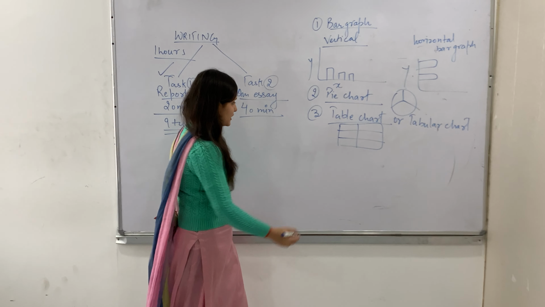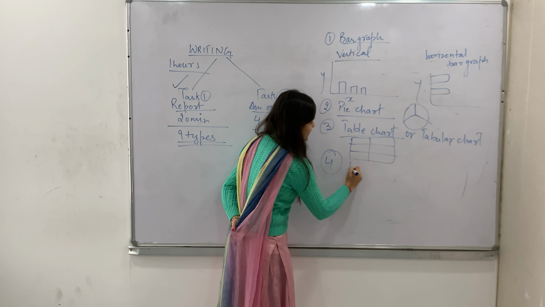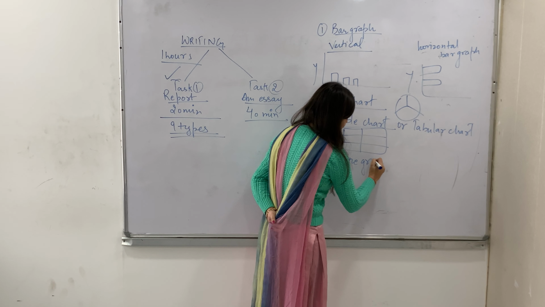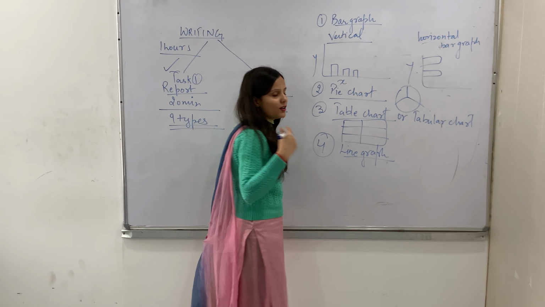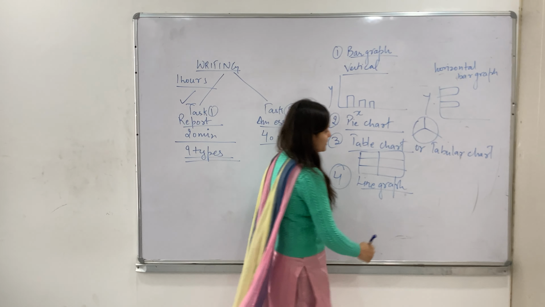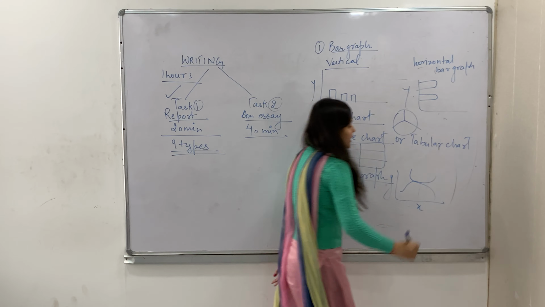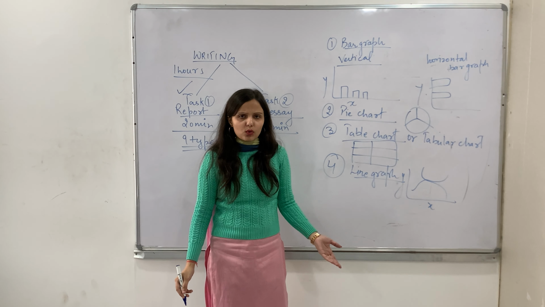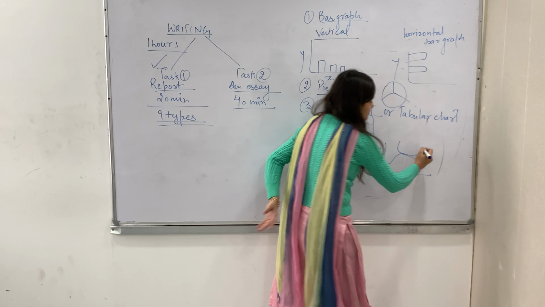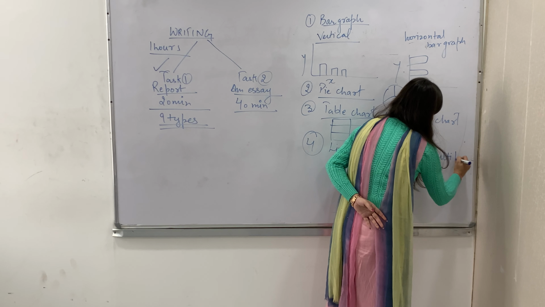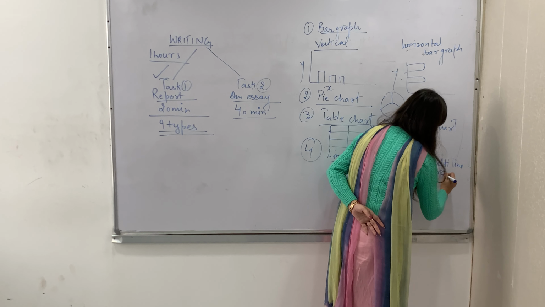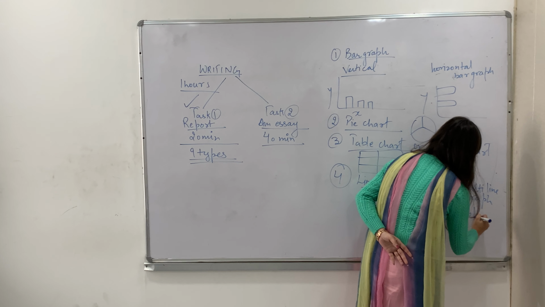Moving towards the next slide, that is line graph. As I have told, this is a graph, so it also contains x and y axis. If there are two lines or more than two lines, you can write multi-line graph and polyline graph.